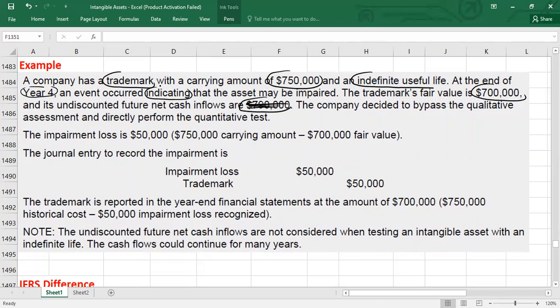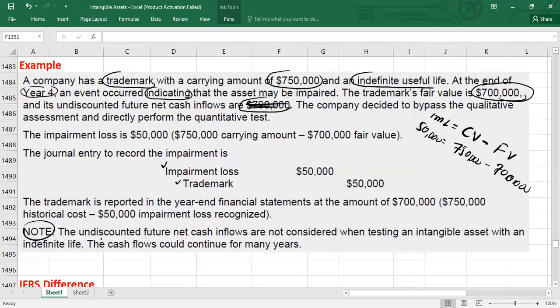And now simply you need to compare the carrying value minus fair value to calculate the amount of impairment loss. Okay, so carrying value of asset, he told you it is 750,000, and fair value of the asset it's given here, which is $700,000. Okay, so it means 50,000 is going to be your impairment loss, and with this impairment loss, what entry you will pass? Debit impairment, credit trademark, I mean it's intangible asset.